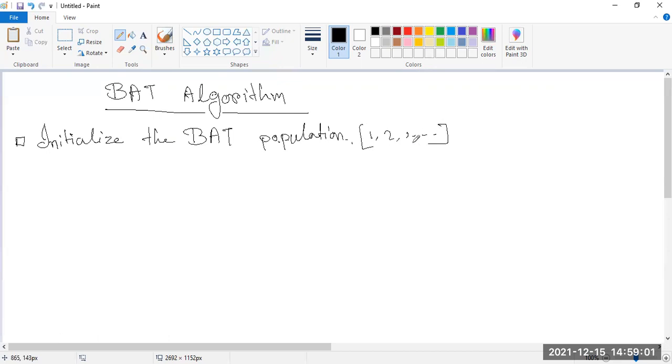However many bats you have considered, such an amount of calculation you have to go on. So this is bat 1, bat 2, etc. So this is the algorithm, and it is going on. First you have to initialize, then initialize the frequencies.